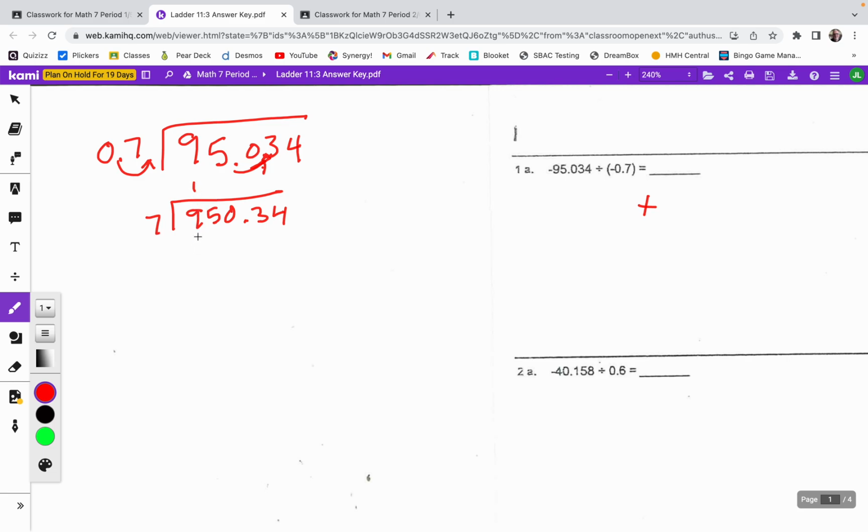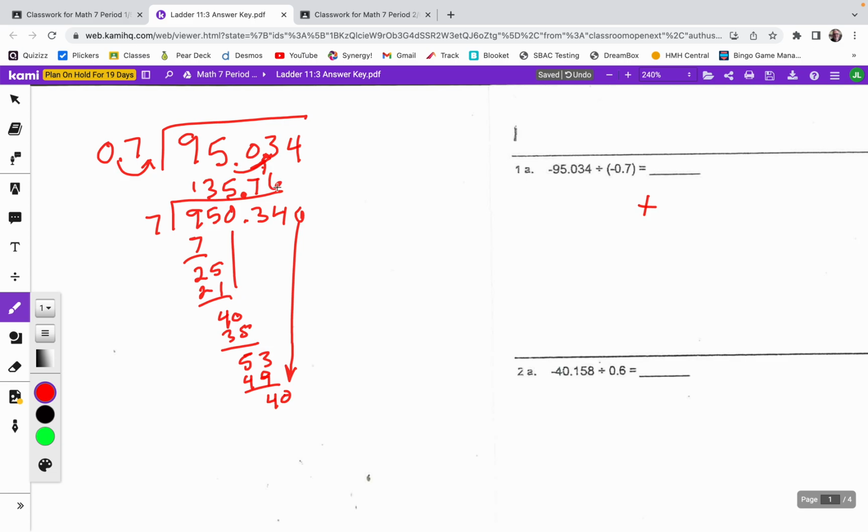So 7 goes into 9 once, 2 left over. 3 times 7 is 21. 4 left over, this 0 comes down. 5 times 7 is 35. 5 left over, the decimal point goes right there. And we get a 3, and that's a 7, 49, 4 left over, and the zeros just keep coming down, so we just keep adding zeros and bringing them down, and this just keeps going.